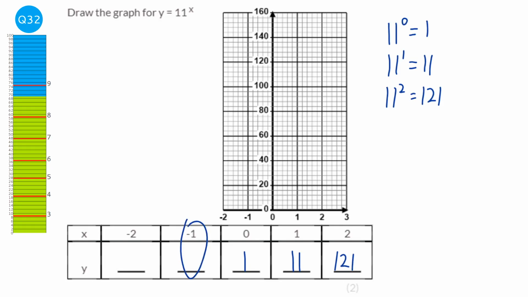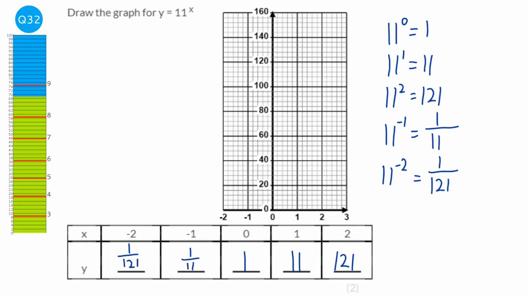Now this next one here, 11 to the power of minus 1, whenever you have a negative power, you just put 1 over 11 to the power 1, or 11. Same with 11 to the power minus 2, 1 over 11 to the power of 2. 11 squared is 121. So that would be 1 over 11 and 1 over 121.